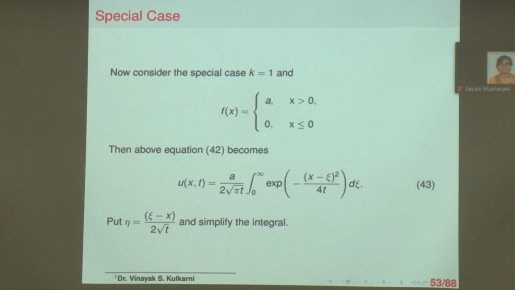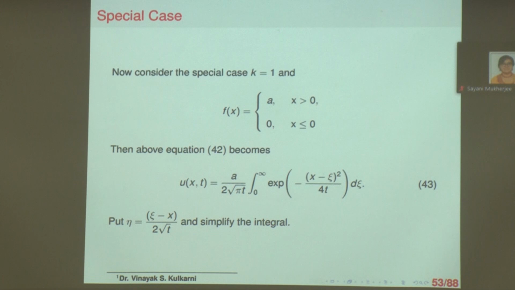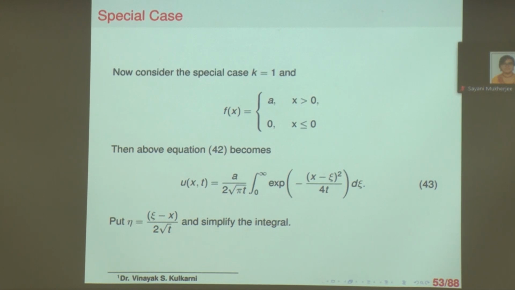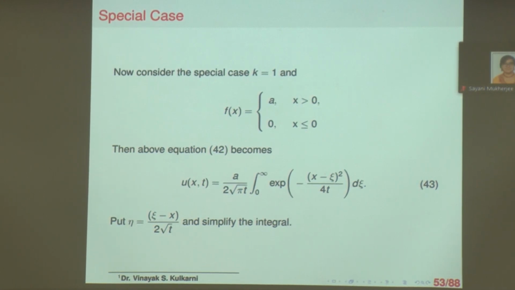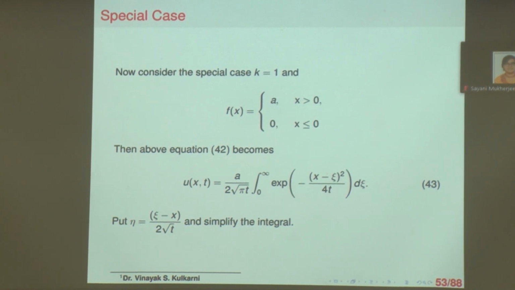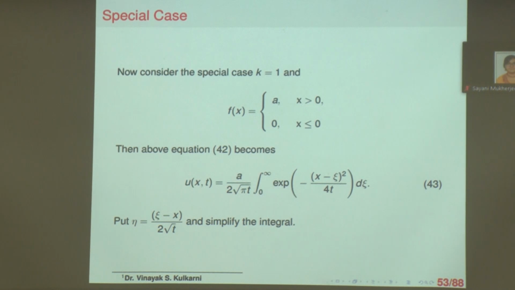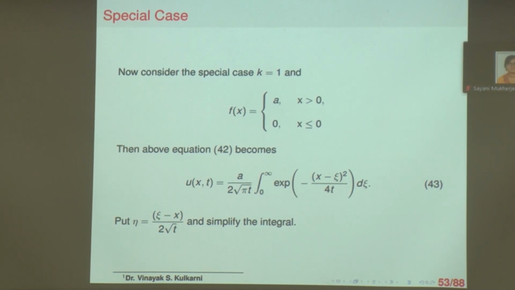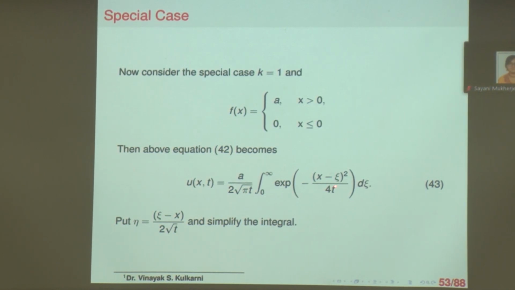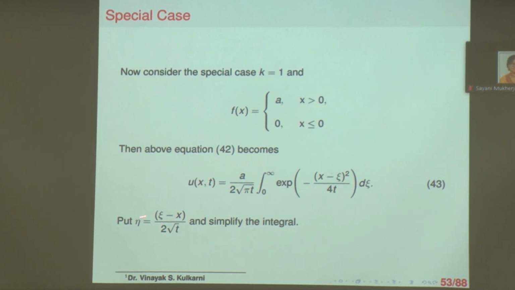Here, as a special case, I have added one thing: if I write k equals 1 and f of x is a fixed function, that is, a is any constant whenever x is positive, and 0 whenever x is less than or equal to 0. Then our corresponding solution, that 42, becomes this way. So I can express 42 here because f of x is now constant, represented by a. And here I can solve.